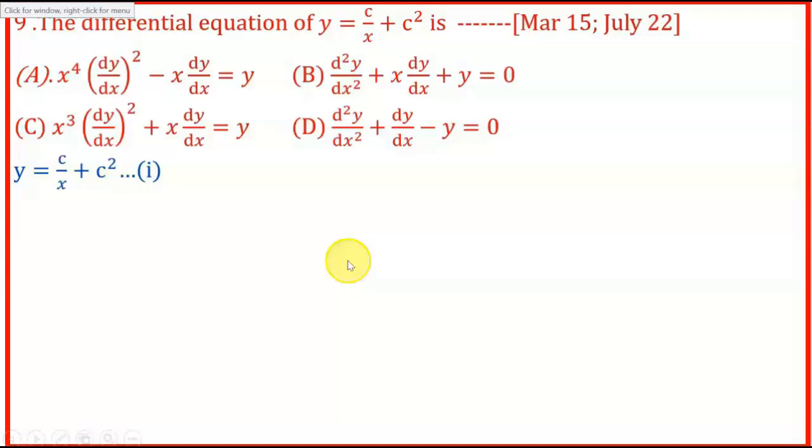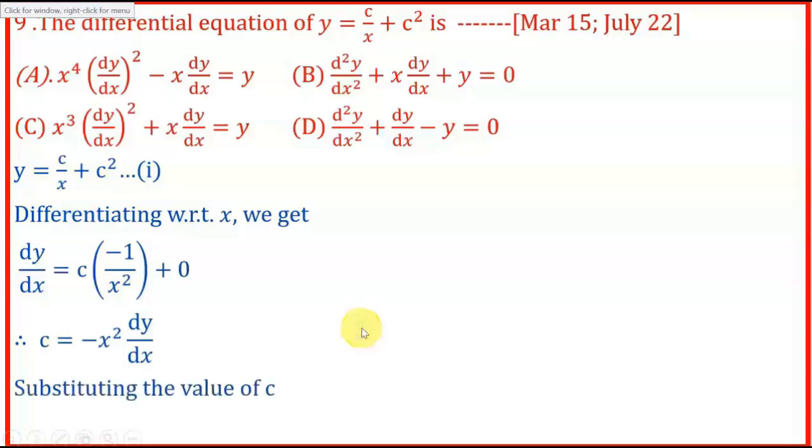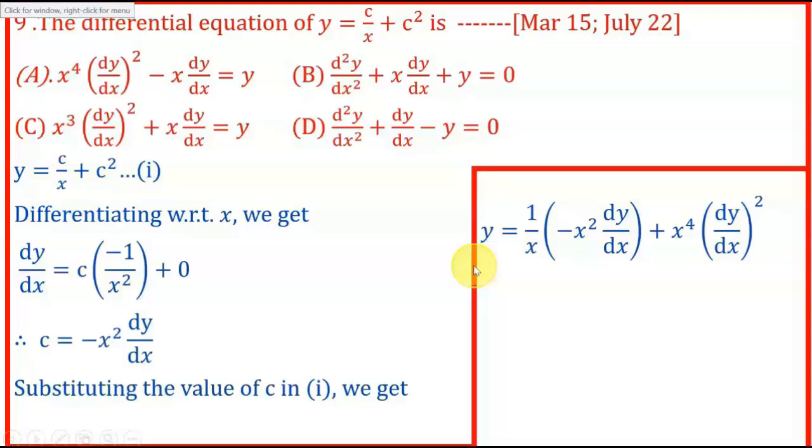For that we will differentiate this with respect to x. Here the derivative of c/x is c into minus 1/x². Derivative of c² is 0. Therefore c = −x² dy/dx. Substituting the value of c in 1, you will get here y = (1/x)(−x² dy/dx) plus x⁴.